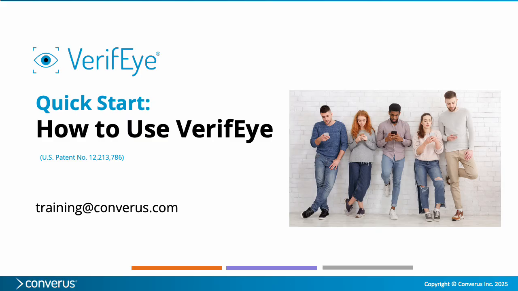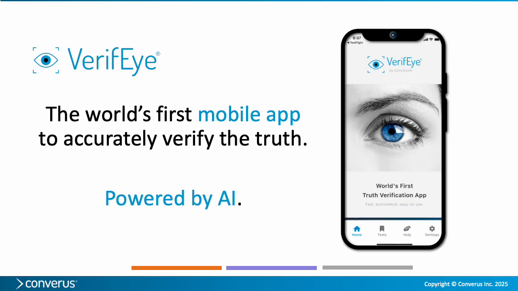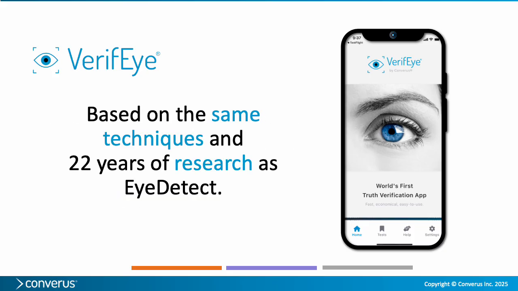I also want to mention that the testing protocol used in VerifEye has been patented. It has also been shown to be very effective in obtaining highly accurate test results. VerifEye represents a significant step in the evolution of credibility assessment. The Converus science team and development team have taken the scientifically validated technology behind EyeDetect to a mobile app. VerifEye is powered by AI for speech and eye recognition, as well as its algorithm. The technology in VerifEye is based on the same techniques and decades of research that have been conducted with EyeDetect.